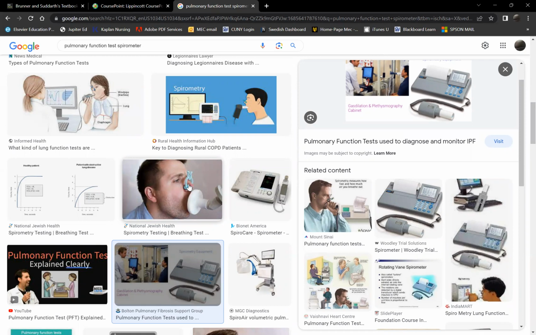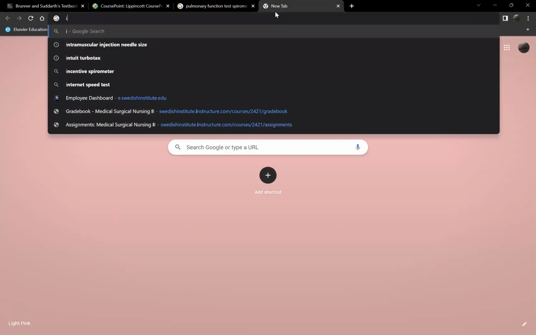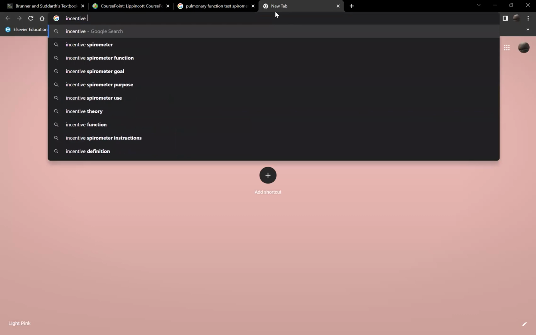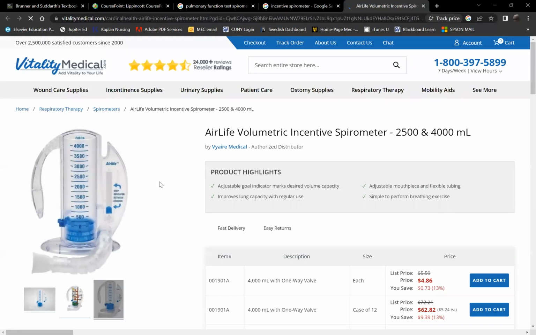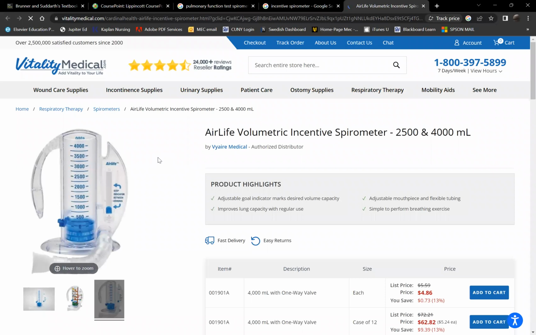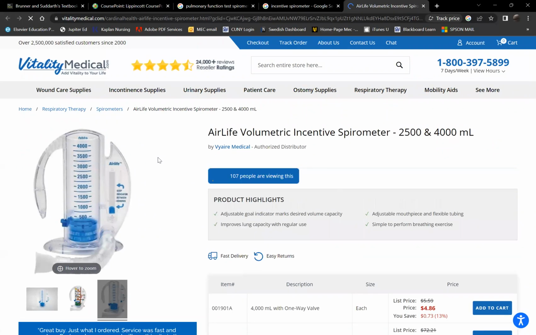That's a perfect example of what not to do. Okay, so incentive spirometer. Let me clarify. So this is the incentive spirometer. There's really no set time. So it's not 6 seconds. I think we have to blow as hard as we can. No. That's for the spirometer.